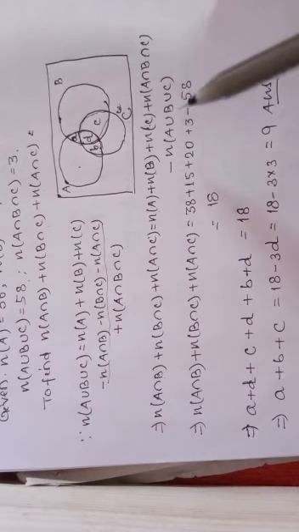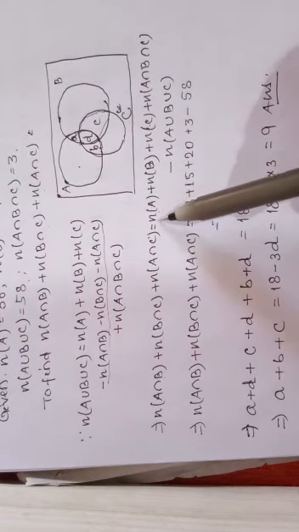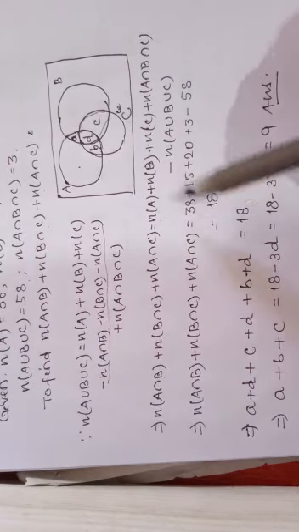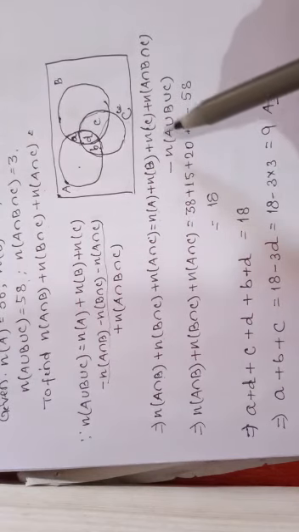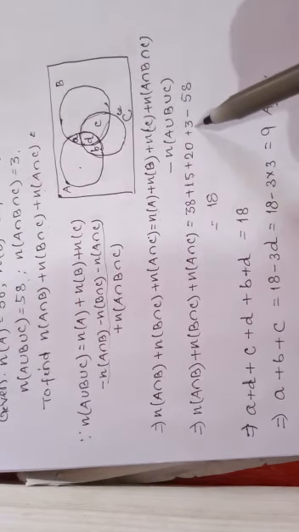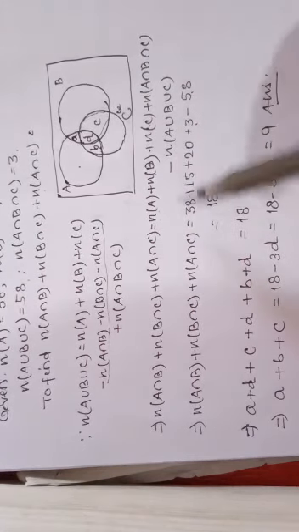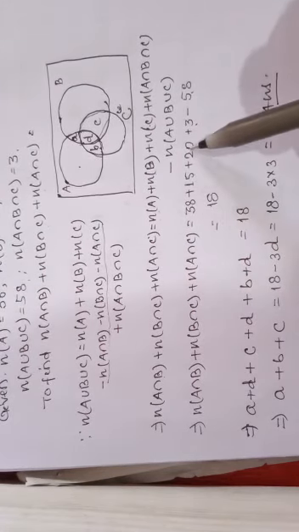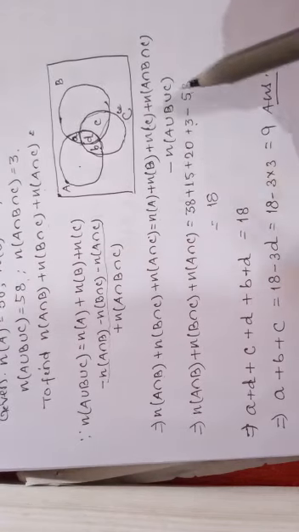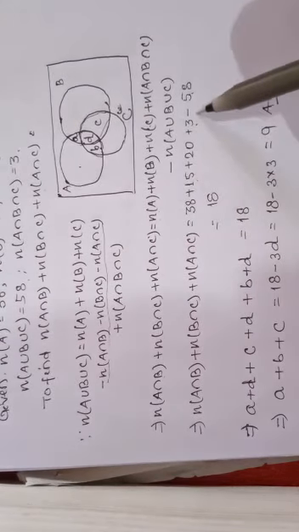Write down now their values. N of A, that is 38, 15, 20, 3 minus 58. Simplify this one. 38 plus 20 is 58, and 58 should cancel. Only left here is 15 plus 3, which is 18.